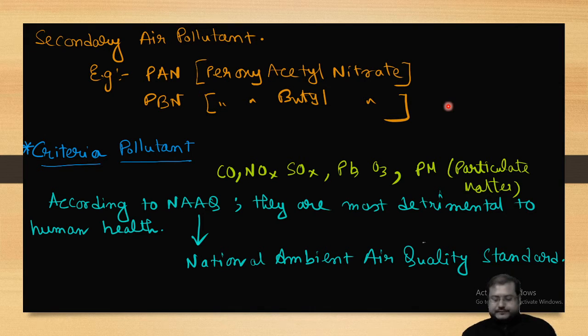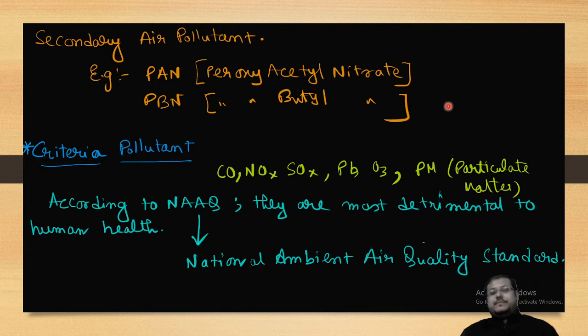Now, as per NAAQS, National Ambient Air Quality Standards, they have identified 6 pollutants that are most detrimental to human health. So according to the health effect, they have identified 6 pollutants, and these 6 pollutants can be primary pollutants or can be secondary themselves, but these 6 pollutants are called criteria pollutants.